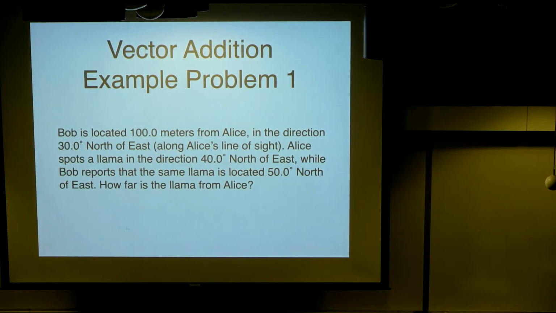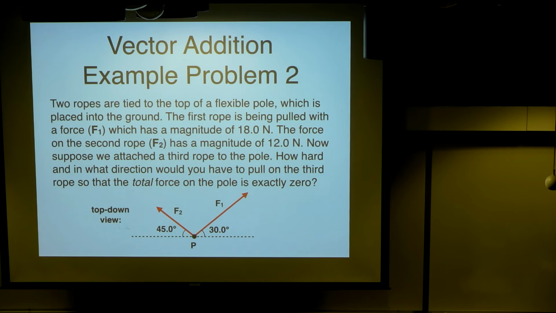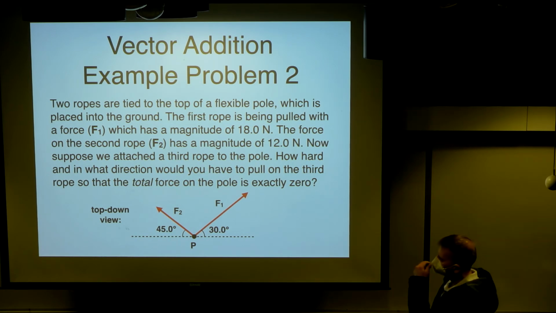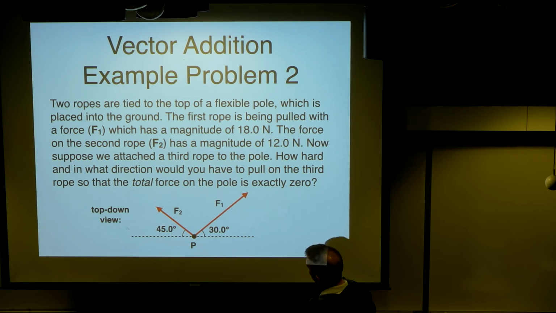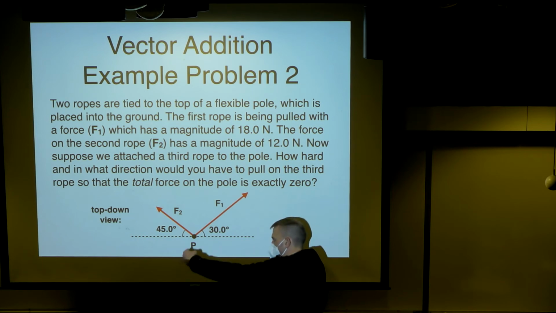Okay, so that was kind of a tough one. Let's do another one. This one's probably a little more straightforward. We have two ropes that are tied to the top of a flexible pole, and that pole is placed in the ground. So in this picture, you're seeing a top-down view. So the pole is like coming out this way.